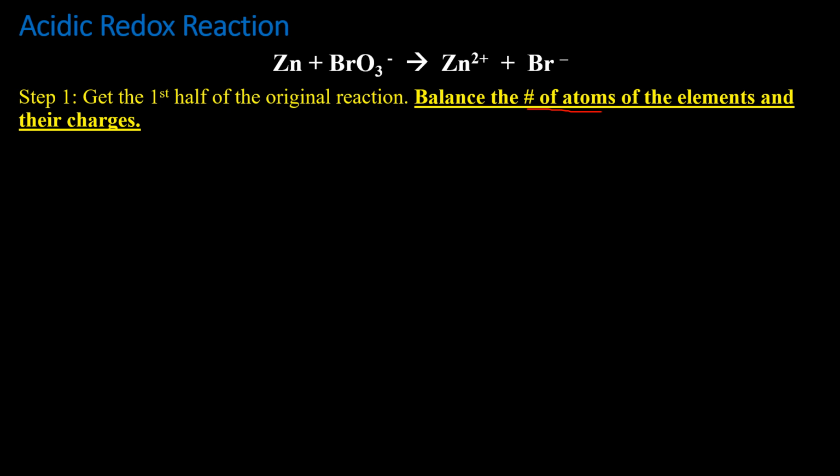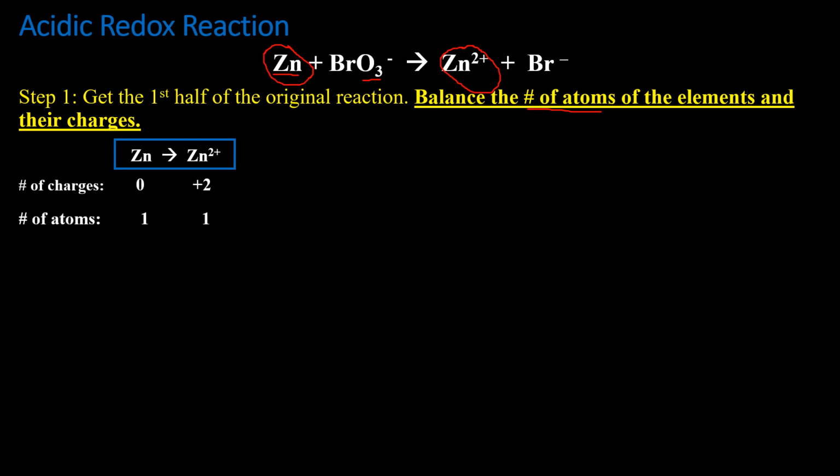Since zinc here is the first element and oxygen is found on the second substance, I will start my first half with this. So zinc, and then zinc also on the product side. So the first half is there. Now we compare the number of charges and the number of atoms of each substance. On the reactant side, there is no charge for zinc.